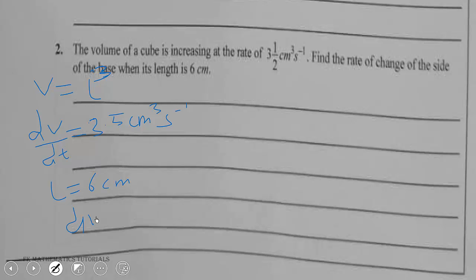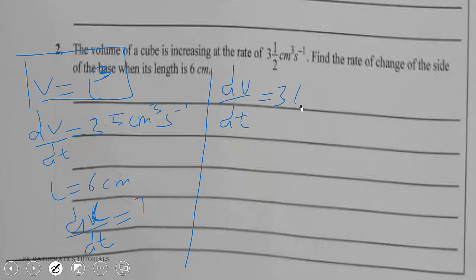As for dL/dt, we don't know the rate at which the side of the base is changing. For that one, we don't know. So that's what we are looking for. So we are going to differentiate implicitly. We are going to differentiate the volume implicitly with respect to time, so dV/dt will be equal to 3L squared dL/dt.